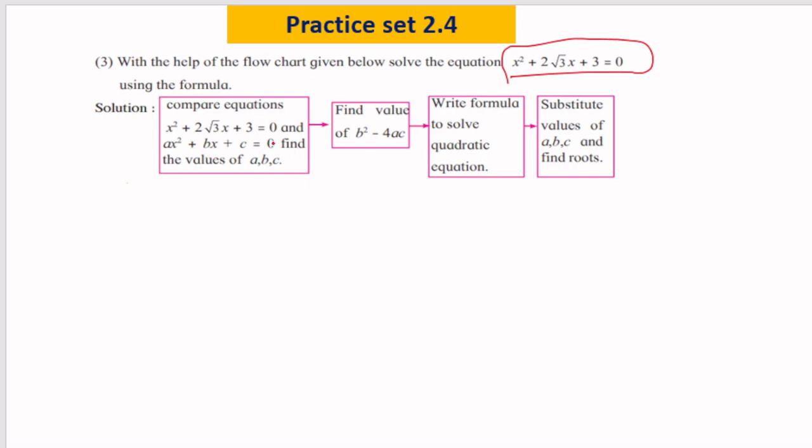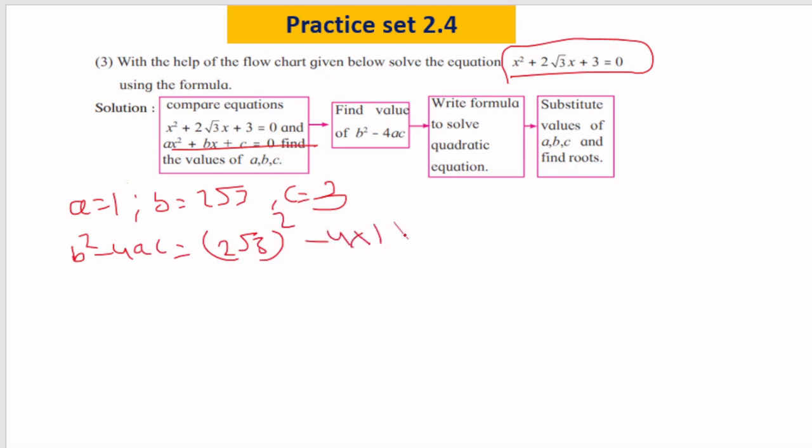Compare the equation x² + 2√3x + 3 with the general equation to find a, b, c. That is most obvious, we are doing it already. So if you compare with the general equation, a is equal to 1, b is equal to 2√3, and c is equal to 3. Now next find the value of b² - 4ac. Every question we have done the same thing. So b is 2√3 whole square minus 4 into 1 into 3. Okay, so (2√3)² is 4 into 3, 12, minus 4 into 3, 12. This becomes 0.